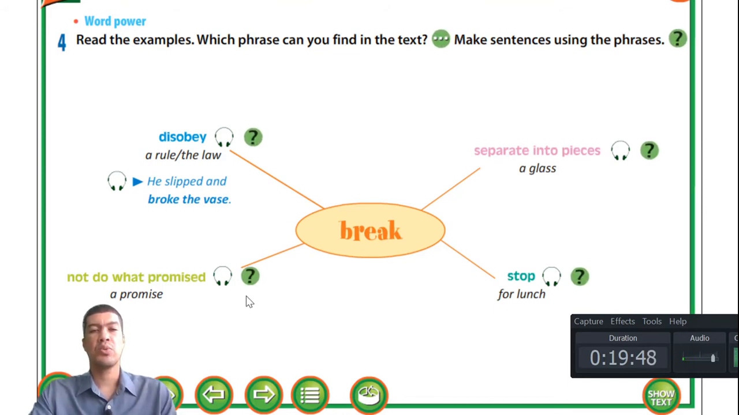Not do what was promised. For example, you promise someone to give them something. Now you do not fulfill this promise, so you broke that promise. Okay, and the next one.